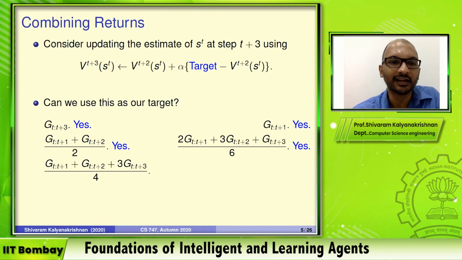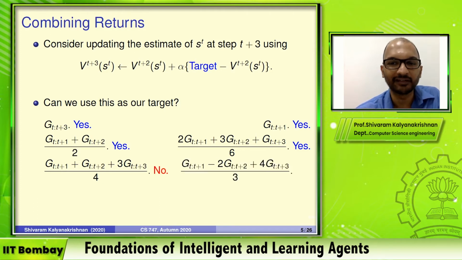Now, how about this? Can we do G_t:t+1 plus G_t:t+2 plus 3 times G_t:t+3, divided by 4? Take a close look at this. One thing you will notice is that this is not really a weighted average. If you sum up the coefficients of the 3 G's, you have 1/4, 1/4, and 3/4. Those sum up to something more than 1. You cannot do this. It's not okay to combine them in any way that you choose; it needs to have some discipline. This is violating the discipline. If the coefficients of the G's that you are summing up don't sum up to 1, you can't use it.